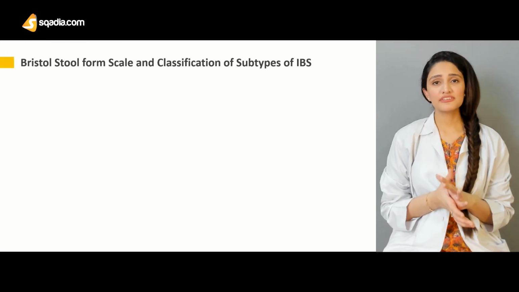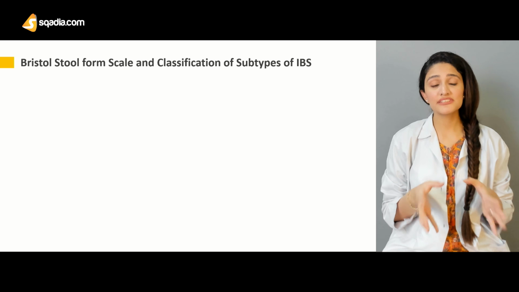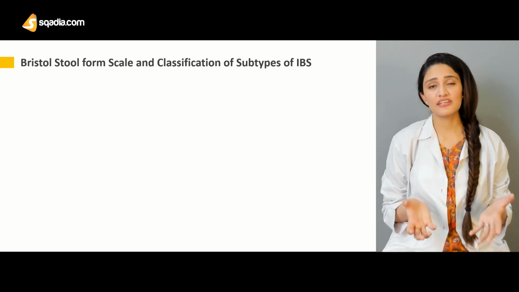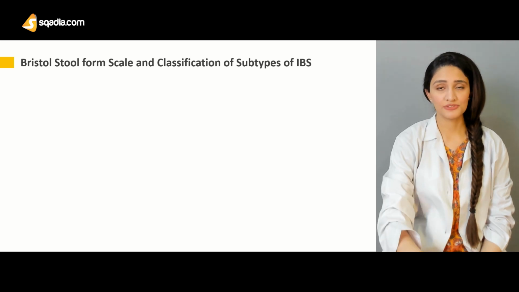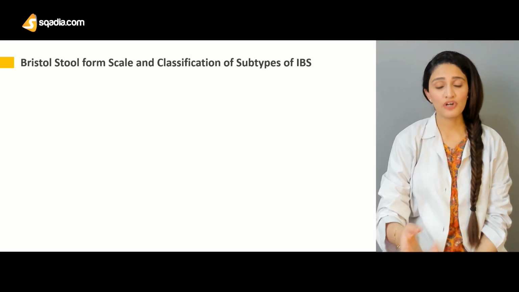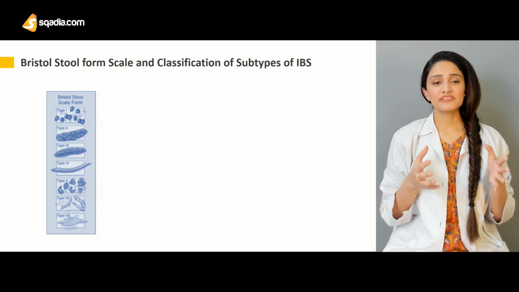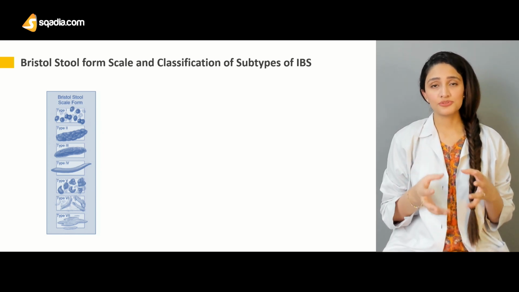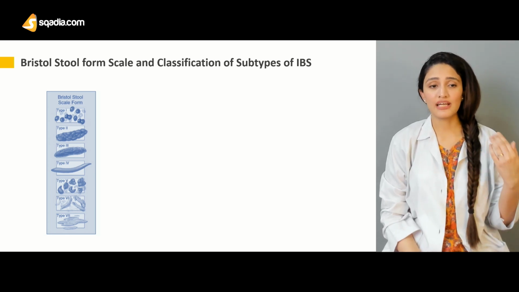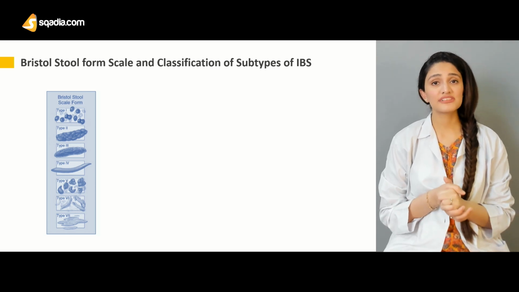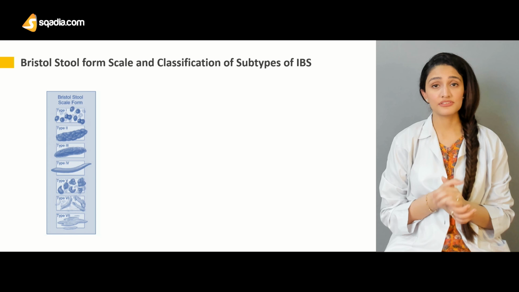So now we have a scale which is called the Bristol stool form scale, and it is the classification of subtypes of irritable bowel syndrome. So we'll be talking about those forms in detail. So these are the different types of stool forms. If we talk about them in a scale, there's type 1, 2, 3, 4, 5, 6, and 7. So there are a total of 7 types of stool forms.